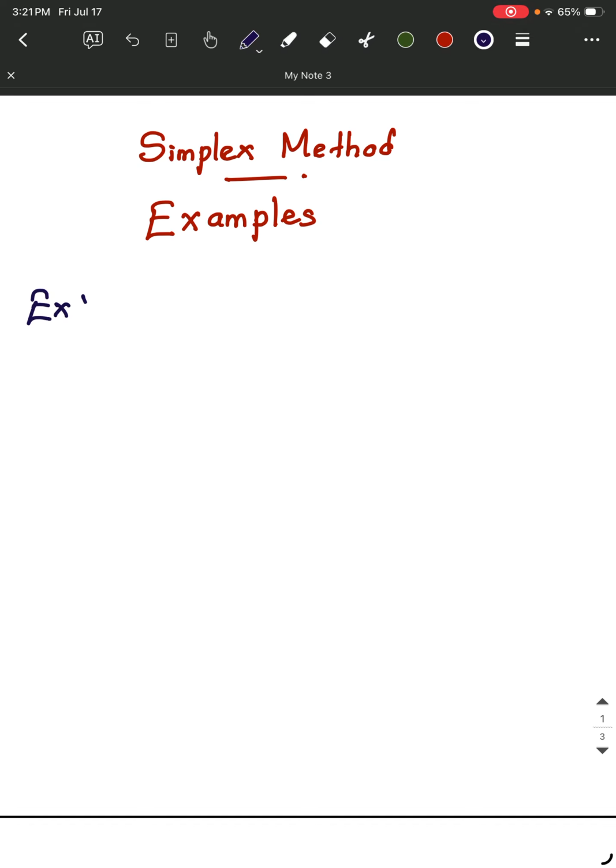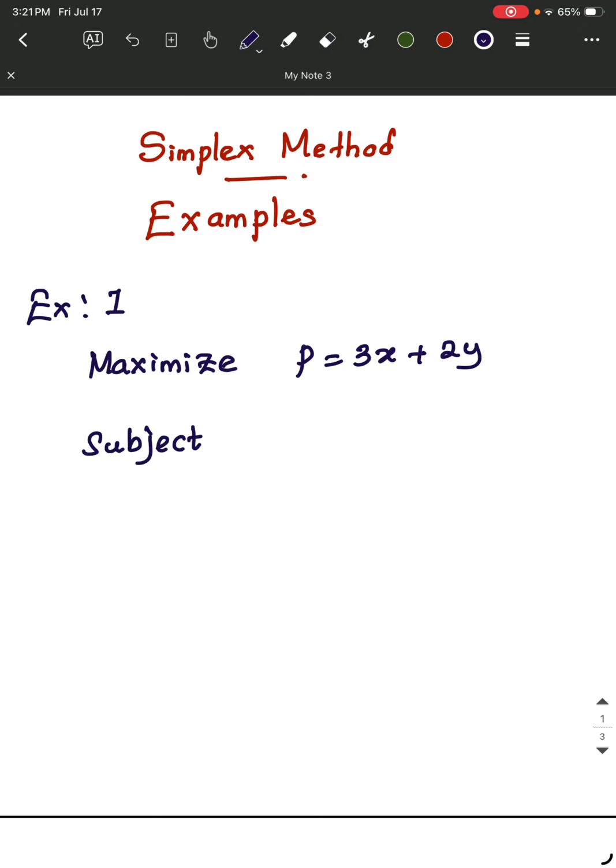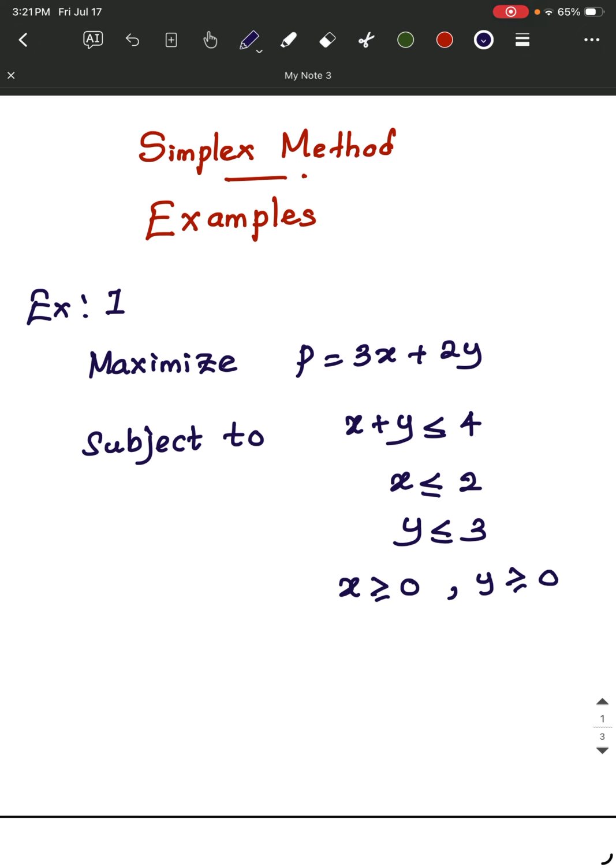Example 1, which has a two-variable simplex problem. The problem: maximize p equals 3x plus 2y subject to the constraints x plus y less than or equal to 4, x less than or equal to 2, y less than or equal to 3, and x greater than or equal to 0, y greater than or equal to 0.